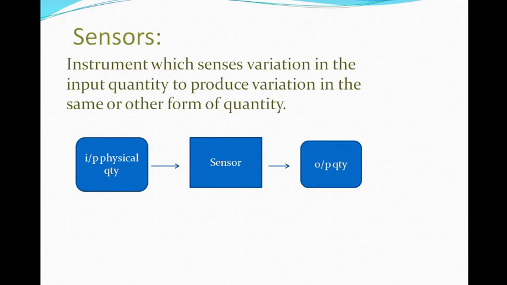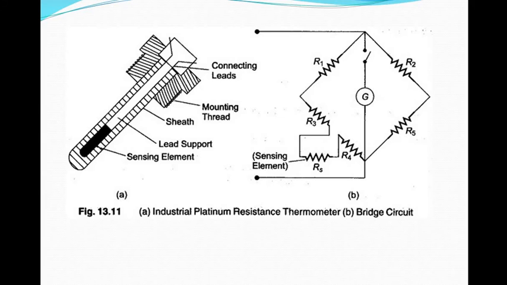So coming to sensors, they are basically instruments which sense variation in input quantity to produce variation in the same or other form of quantity. The best example of a sensor is a thermometer. It senses variation in temperature and it displays in temperature unit itself, right?